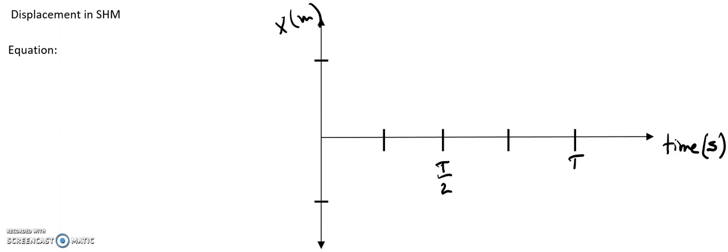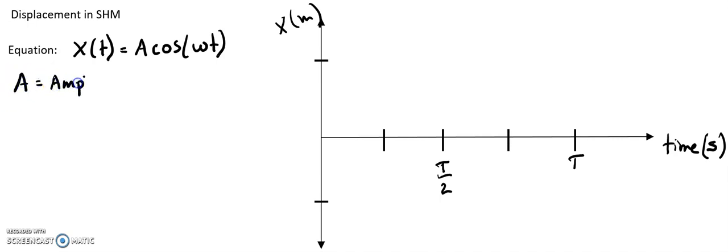Cool. So we know that our general equation for something undergoing simple harmonic motion is either x of t, so position, is equal to A cosine omega t, or A sine omega t. Either of those would work. So let's go ahead and define a couple things with that equation. So again, A is the amplitude. And again, the amplitude is the distance from equilibrium to the max or min point.